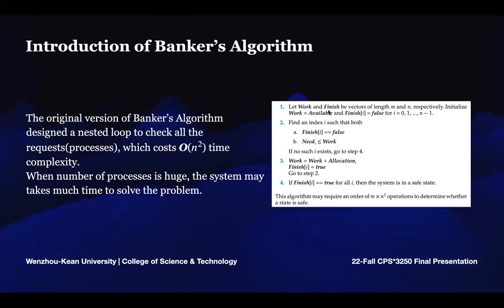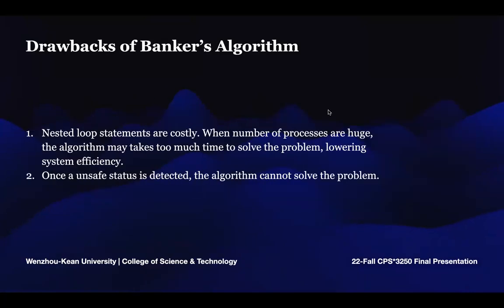The original version of Banker's algorithm is designed in a nested for loop to check all the requests and the processes, which causes quadratic time complexity. So when the number of processes is huge, the system may take much time to solve the problem. So here are the drawbacks of Banker's algorithm. The first one, as we have mentioned above, is the time complexity. And the second is that once an unsafe status is detected, the algorithm cannot solve the problem.